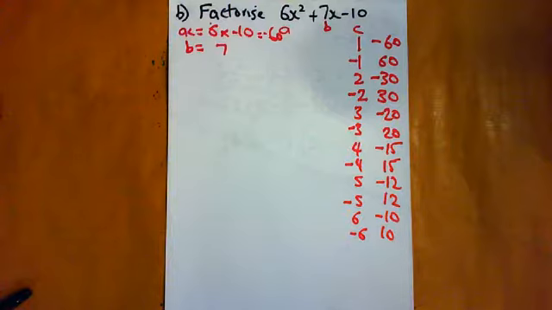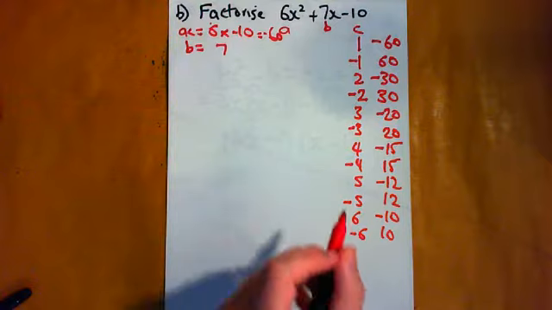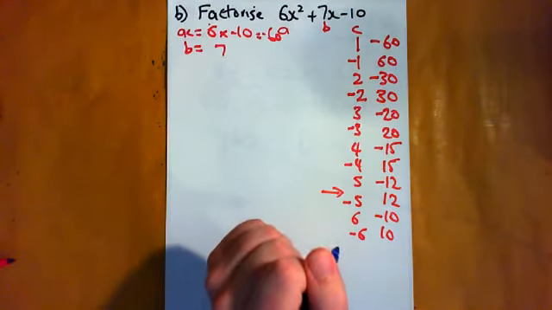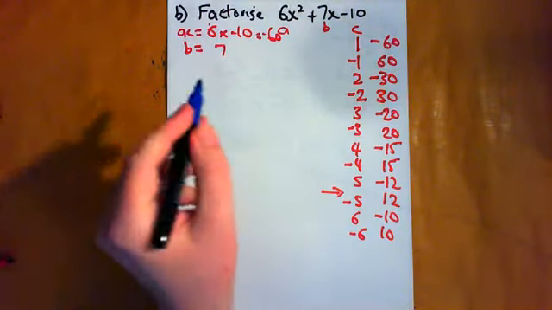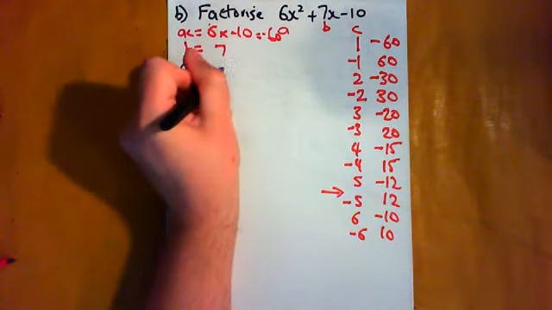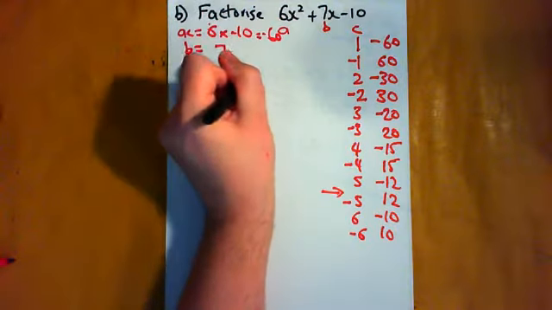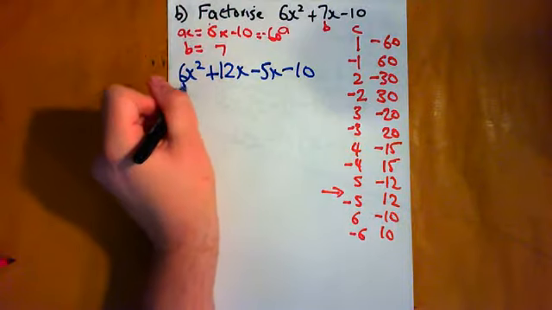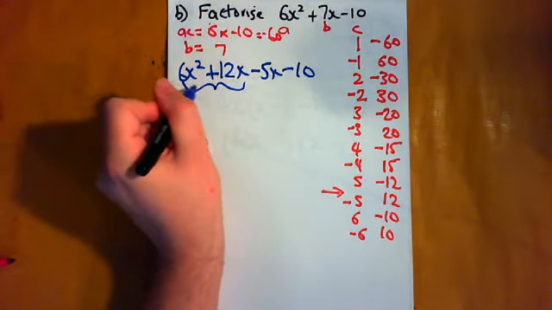Now we need to work out which pair of numbers, when we add them together, gives us positive 7. And it is minus 5 and 12. So it's that pair there. Okay, so we're going to use that pair to split up that middle term. We're going to write 6x squared plus 7x as 6x squared plus 12x minus 5x, and then we have a minus 10, and pairwise factorise. So what's the common factor there?